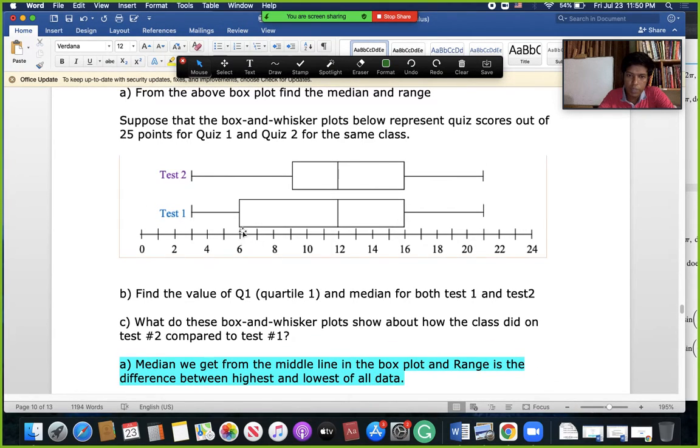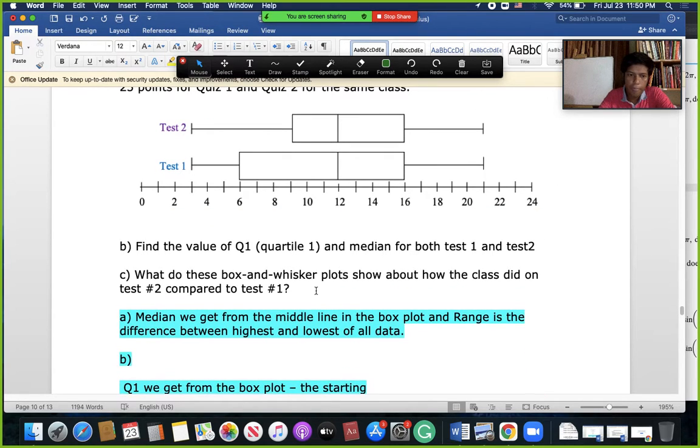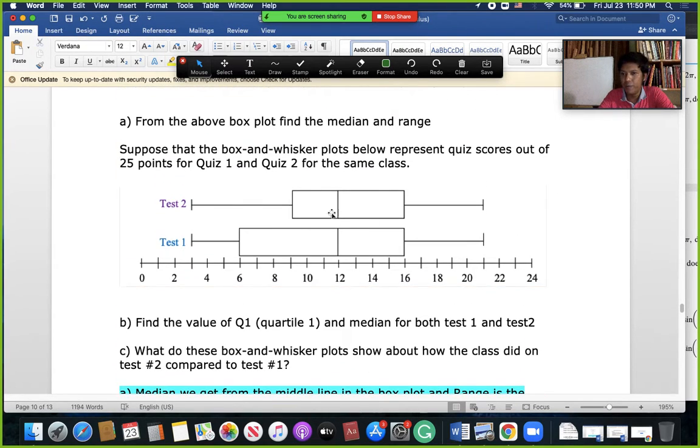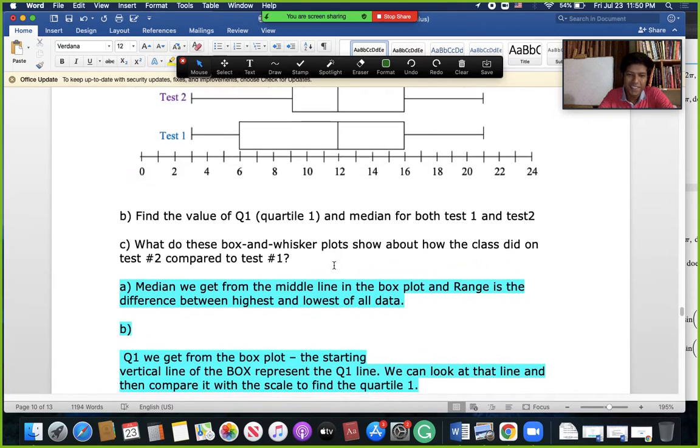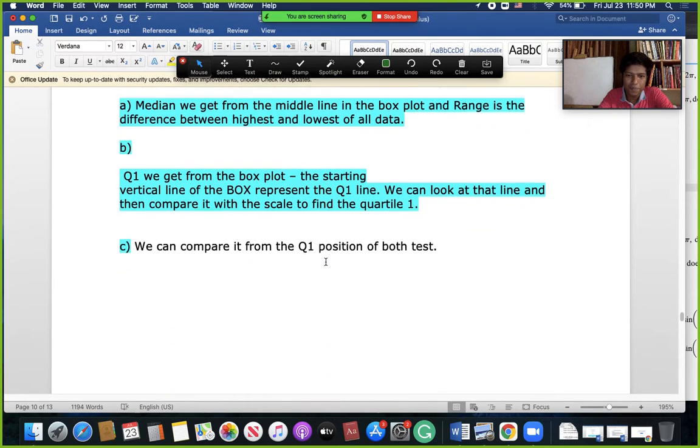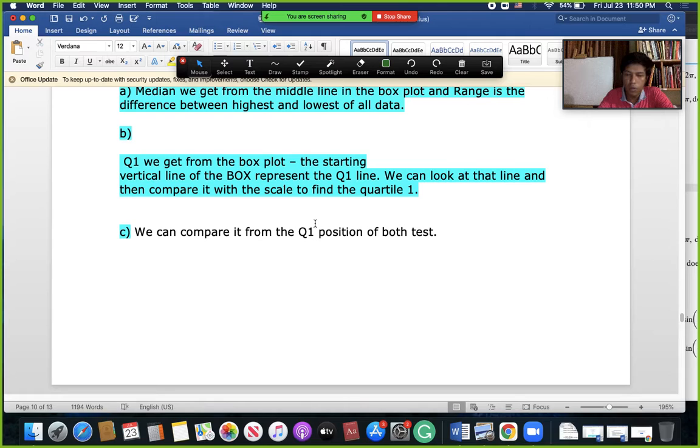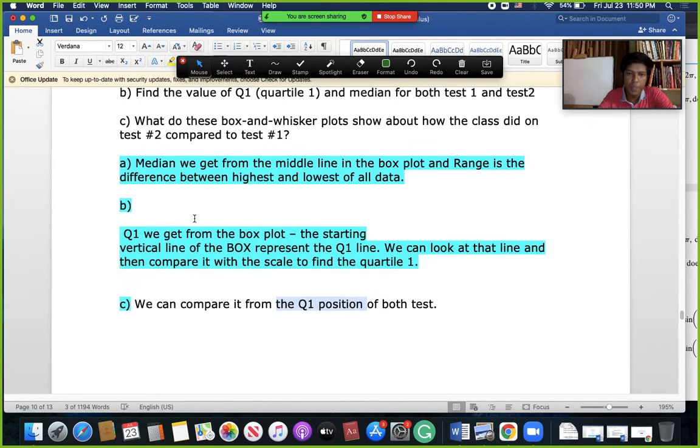Quartile 1, that means one is 6, another one is 9. Median for both tests: for both tests, the median is 12. And which test is better? You know which test is better here, test 1 or test 2. We can compare it from quartile 1 for both tests. This is the idea for solving this math.